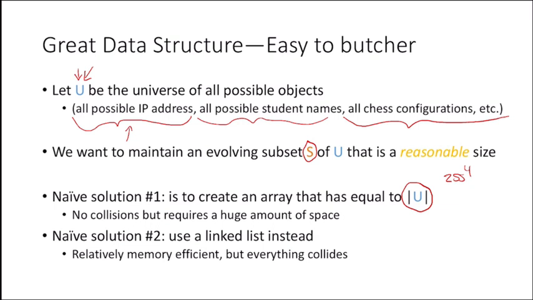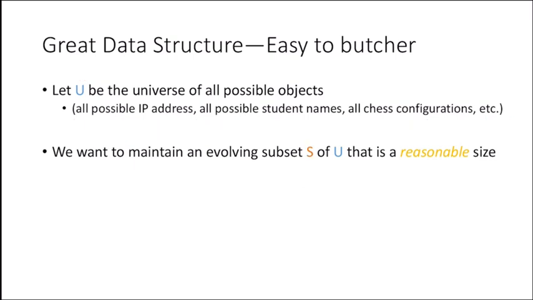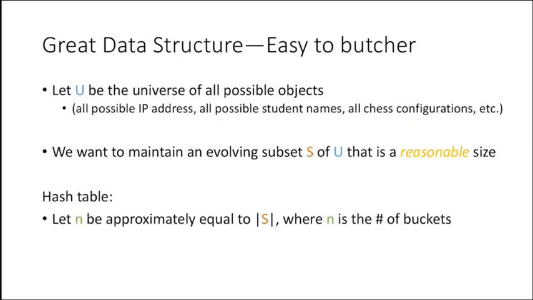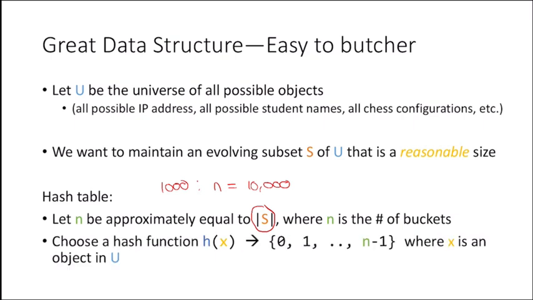So we usually do something in between these two approaches. Let's say we have a hash table. We want n to be approximately equal to the magnitude of our subset, where n is the number of buckets. And typically we make n an order of magnitude greater. So if we want to store 1,000 objects, then maybe n is equal to 10,000, just to reduce the number of collisions. Next, we come up with some function that takes an object from the universe and maps it into one of the buckets. The only indices we have for the buckets are 0 up through n minus 1.